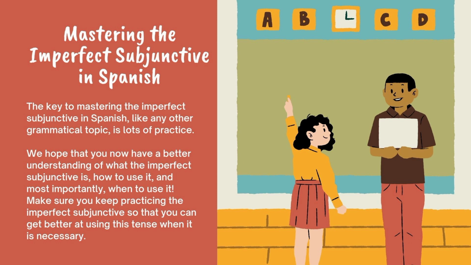Now let's wrap up. Mastering the imperfect subjunctive in Spanish. The key to mastering the imperfect subjunctive in Spanish, like any other grammatical topic, is lots of practice. We hope that you now have a better understanding of what the imperfect subjunctive is and how to use it, and most importantly, when to use it. Make sure you keep practicing the imperfect subjunctive so that you can get better at using this tense when it is necessary.